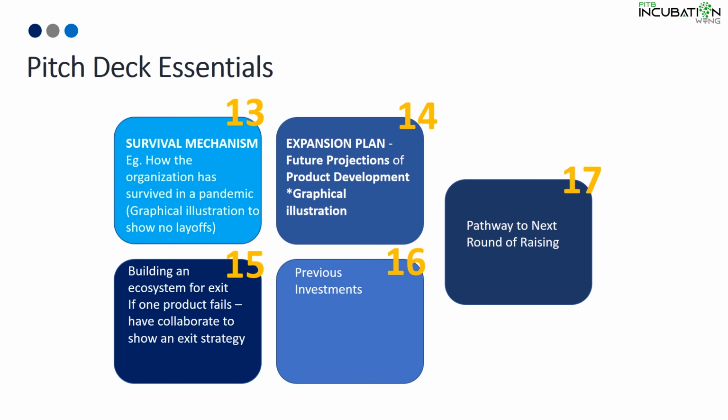15th, expansion plan. The future projections of product development, the idea and the vision of how to develop and add new USP to the product. 16th, building an ecosystem for exit. If one product fails, how many collaborations do you have to show the exit strategy? 17th, previous investments. How many previous investors do you have in the past? 18th, pathway to next round of raising. How do you plan and what mechanism would you use to raise another funding and investment?